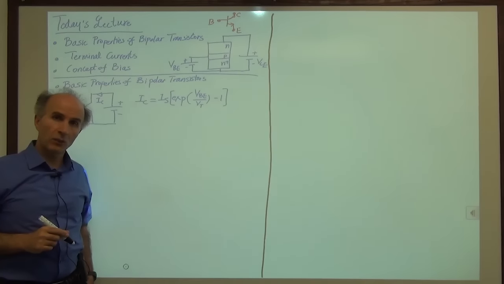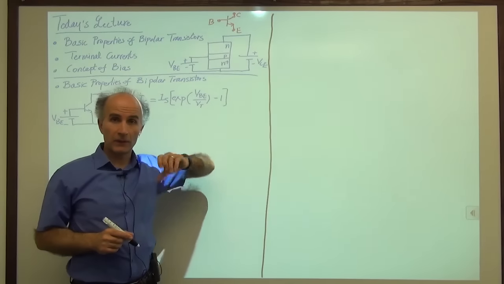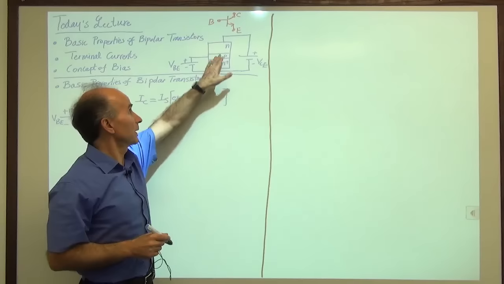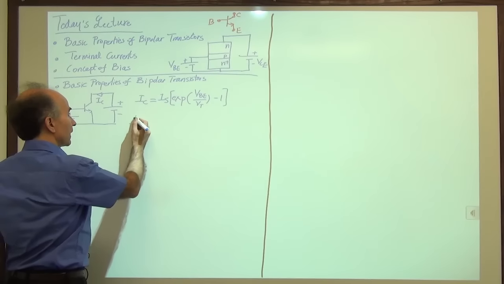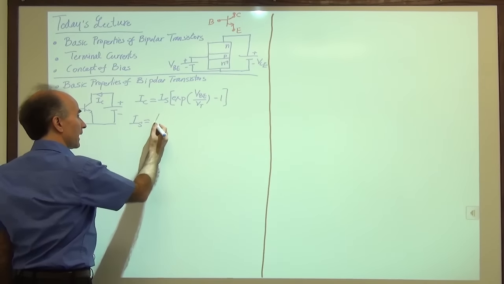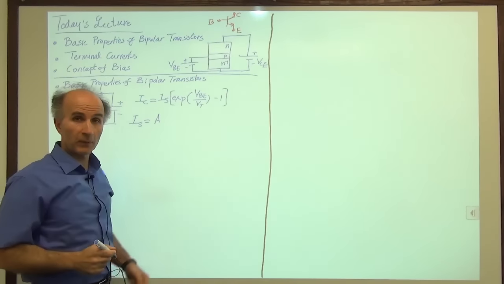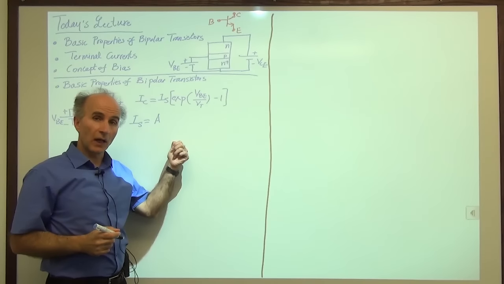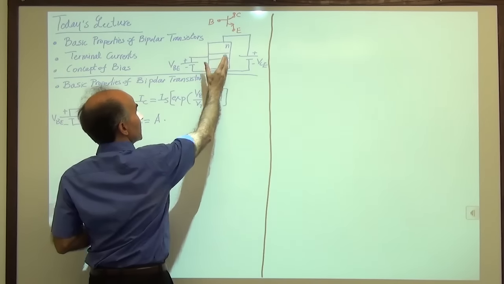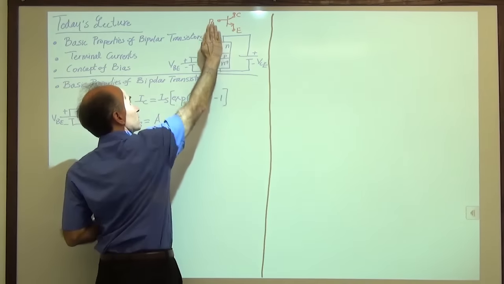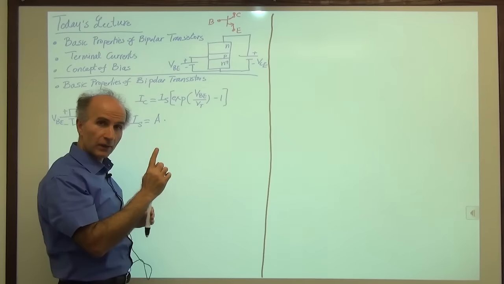Okay, so let's look at an equation that tells us what IS is in terms of properties of the device. The semiconductor pieces that we have put together, the dimensions, that sort of thing. So here's the equation for IS. IS is equal to A. A is the area of the transistor. Remember, we had the same dependency in diodes, in PN junctions. So when we say A, we mean if we look at this in three dimensions, there's an area through which the current flows from the emitter through the base to the collector, right? That cross-section area is called A.